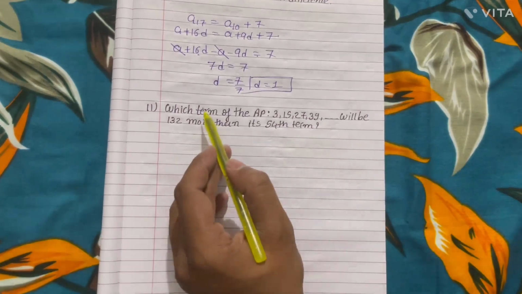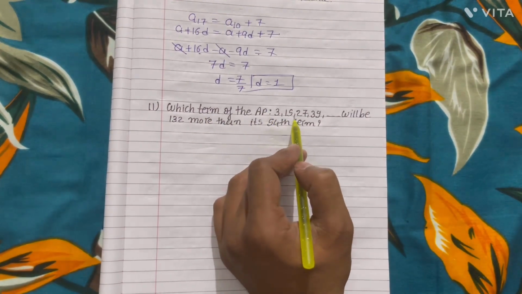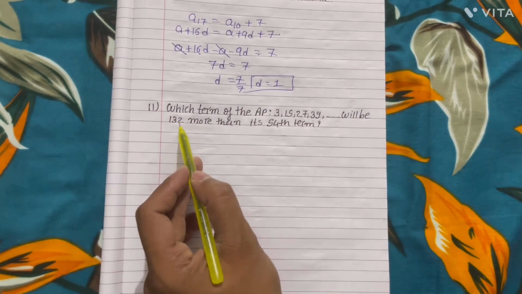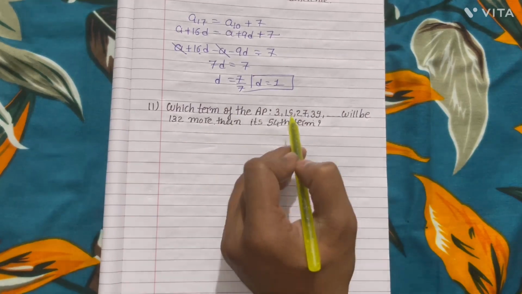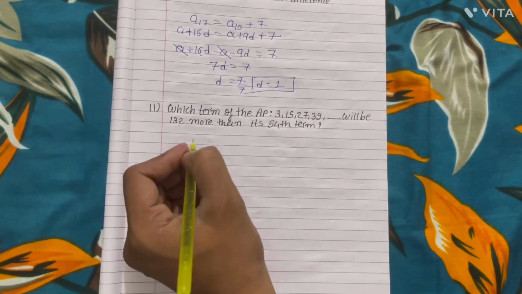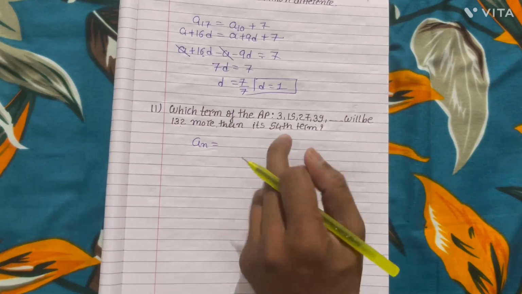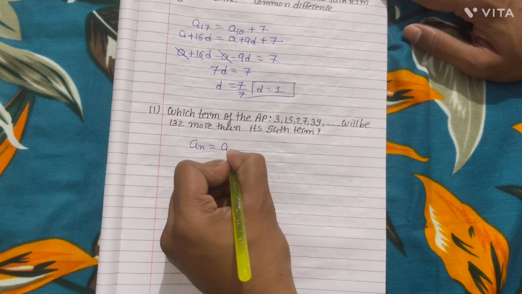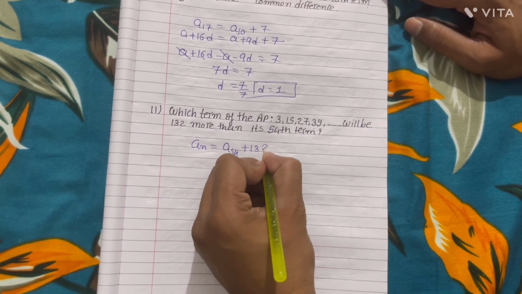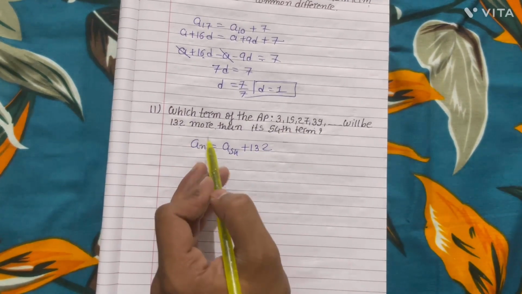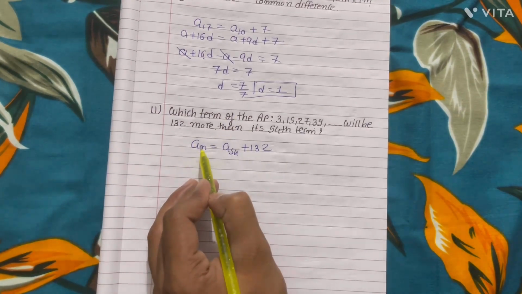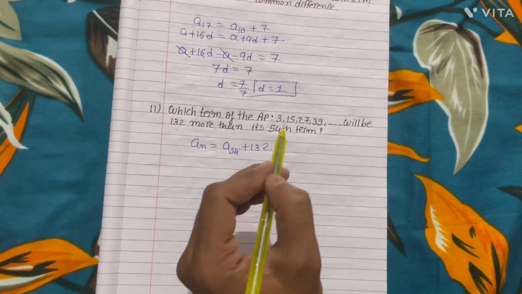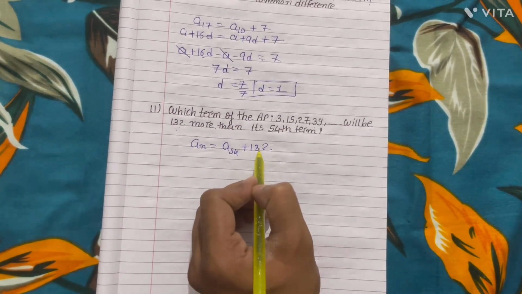Okay, so next question is, which term of the AP 3, 15, 27, 39 and so on will be 132 more than its 54th term? Which term of the AP? It means An. 132 more than its 54th term. 54th term plus 132. Okay, understand? हमें बोला गया, विच टर्म ऑफ द एपी, एन हमें फाइंड करना है. ओके, कितना है वो, 132 मोर देन 54th टर्म. जो हमारी 54th टर्म है उससे 132 ज़्यादा.